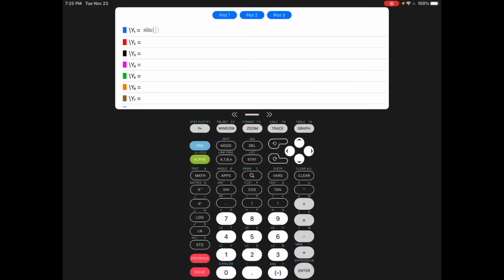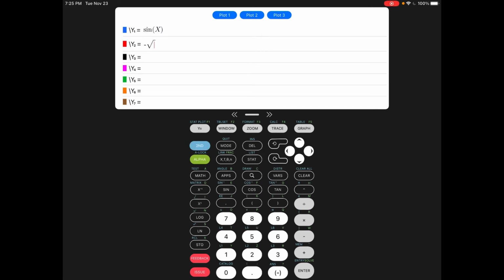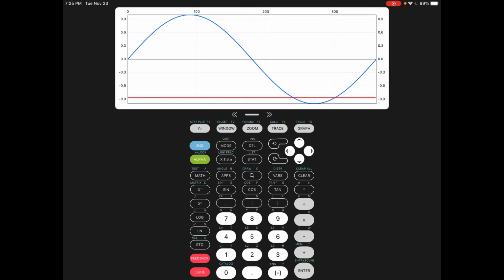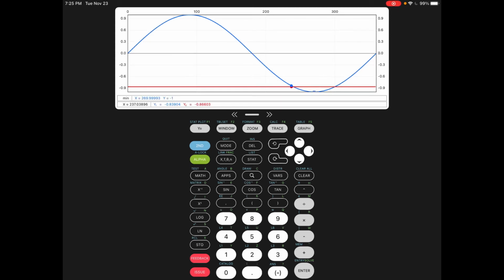we could type in sine x, and we could type in negative square root of 3 divided by 2. And I am in degree mode. I'm going to have to think about my windows, though. My window can go here from 0 to 360. That's what I was hoping for in degrees. And because it's just a sine graph, it's going to go only down to -1 and up to +1. Okay, let's see what happens. Oh my gosh, there it is. And you can see that there's going to be an intersection at about 240 and about 300 degrees.